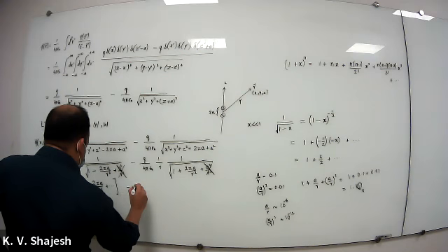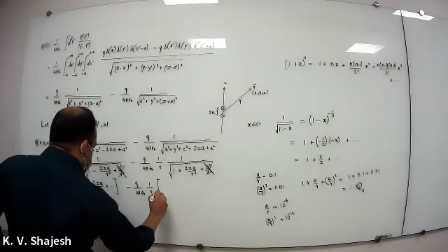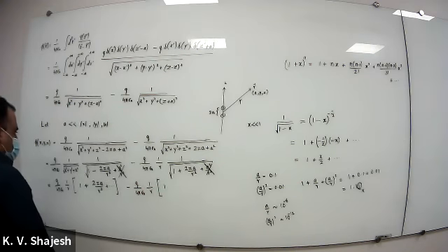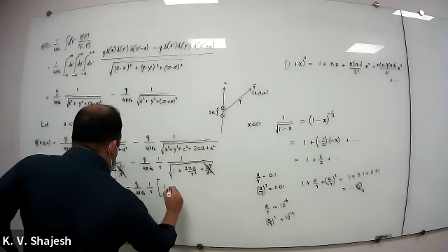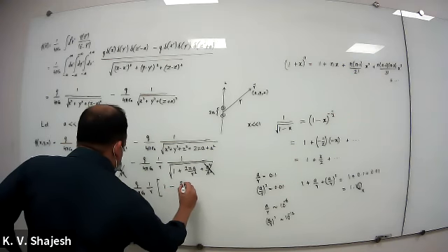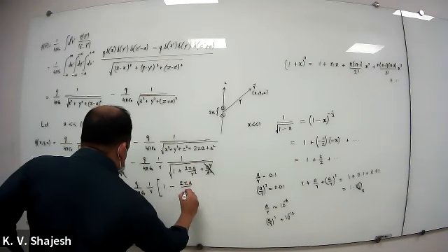Same thing here, q over 4 pi epsilon naught, 1 over r, and this is 1 minus, this time, q z a over r squared.